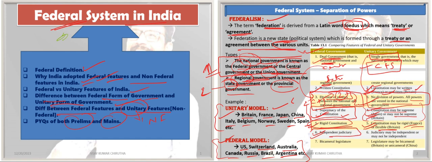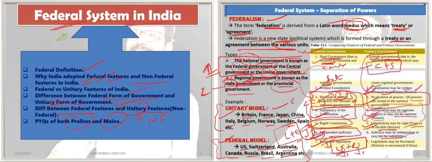There is always an independent judiciary. There are three organs: legislative, executive, and judiciary. The judiciary always has independence in the federal system. Executive and judiciary work together. Bicameral legislation means the Rajya Sabha and Lok Sabha. There are two houses: the Council of States and the House of the People. These two are the bicameral legislature.